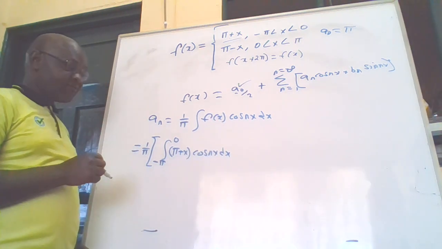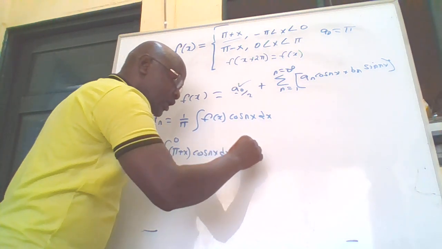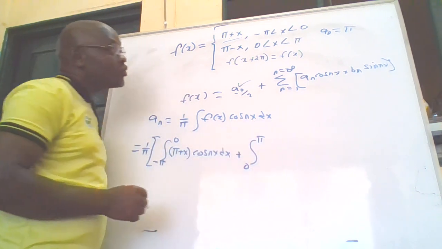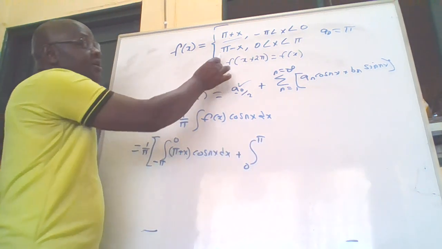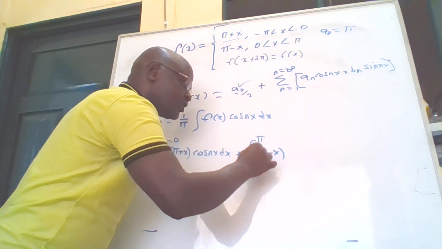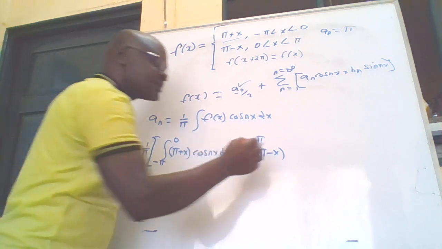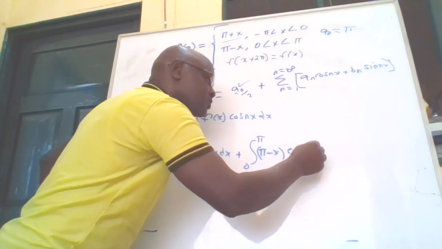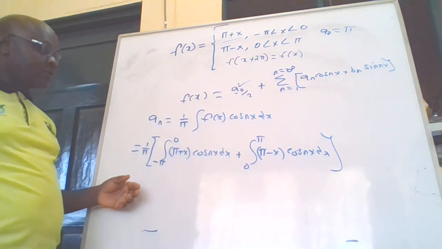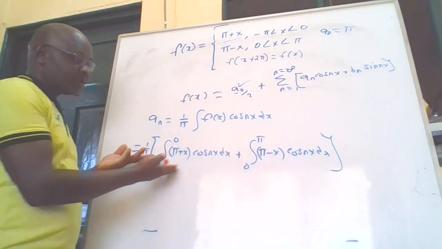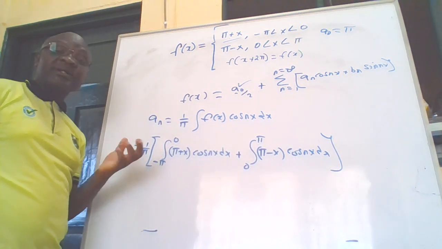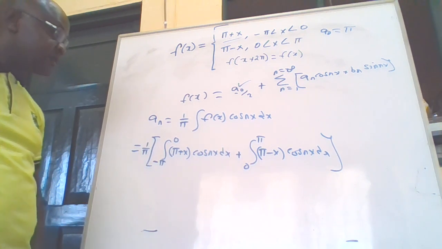And then in the second interval, plus, the second interval runs from 0 to pi. What is f of x in that interval? Pi minus x. Of course, we have cos nx dx. That is it. Therefore, we now need to integrate this and that in order for us to be able to get the value of AN.